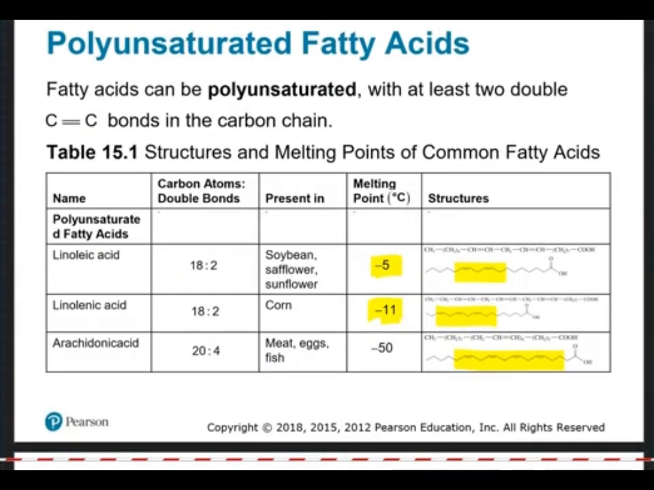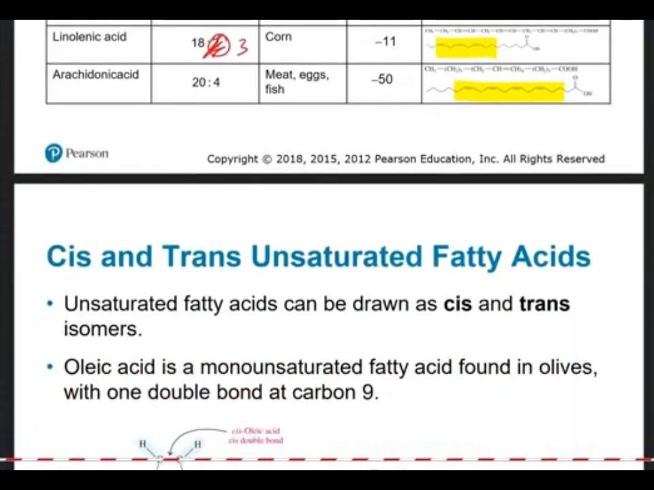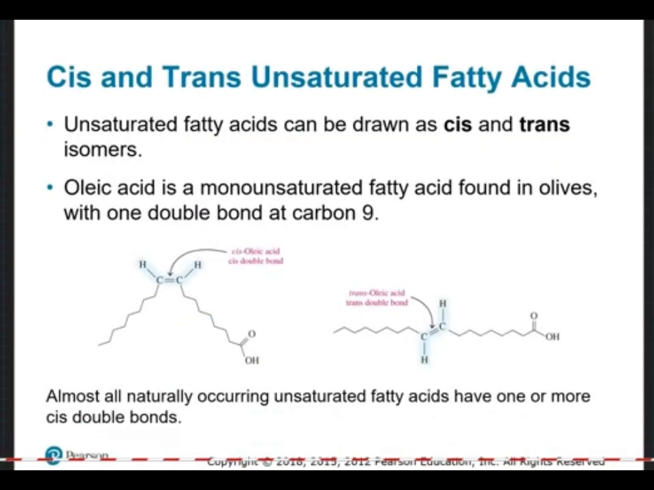And then these guys. Now, sorry, this is the typo. I just wanted to make sure that we're all on the same page. It's not 2, it's 3. So when you add more and more double bonds, you reduce the melting temperature of this fatty acid. Does that make sense?